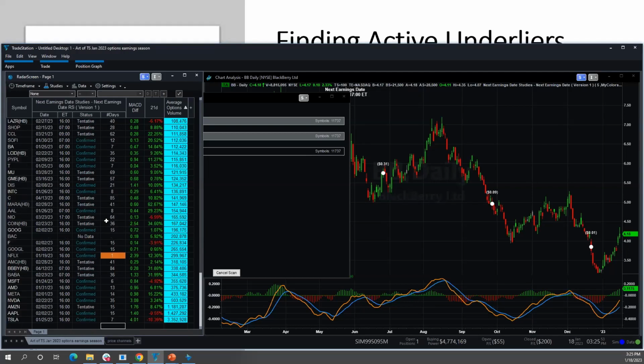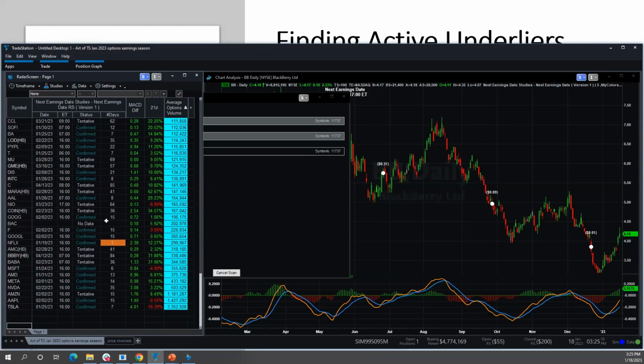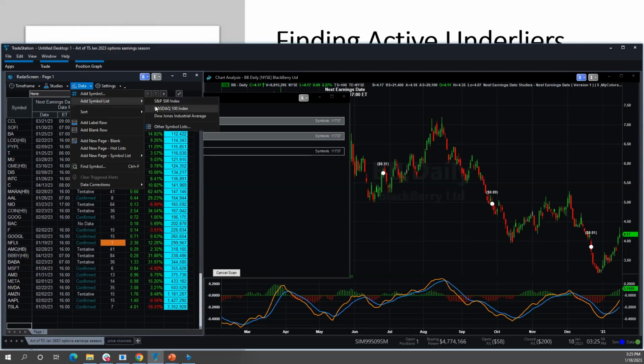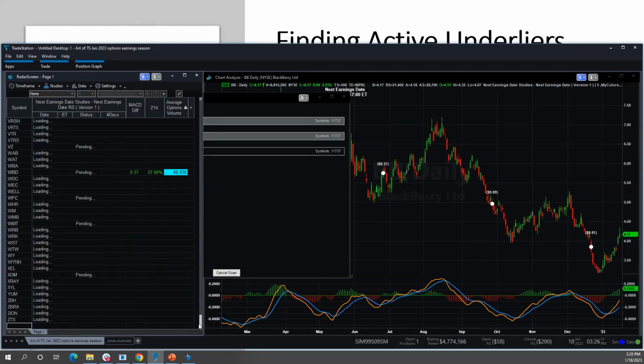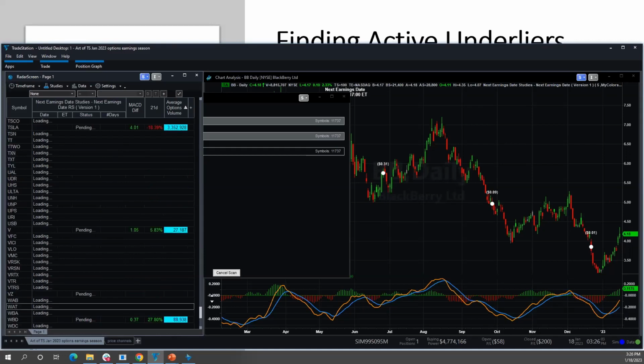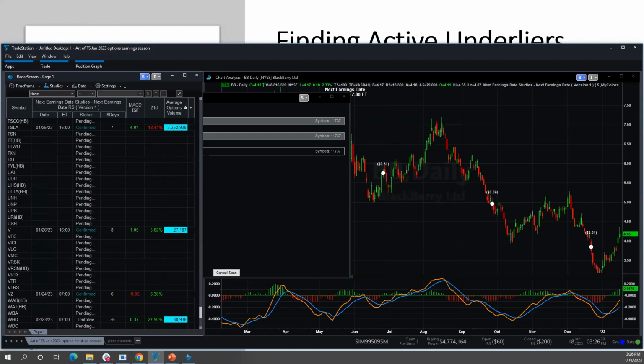But say you want to stick with a big index like the S&P 500 or the NASDAQ. You can just go down here, go to data, add symbol list, S&P 500. Now it's going to import the entire S&P 500, and it's going to highlight those companies that trade at least, in this case, 25,000 contracts a day. If you have your own list of stocks, you can dump them in and out and quickly see them. And all the functionality I already showed you of sorting by days to earnings, MACD, things like that, will be available to you. So I wanted to show that we can use Scanner to find a lot of this stuff, or we can use Radar Screen. These are two awesome tools that we have on the platform.